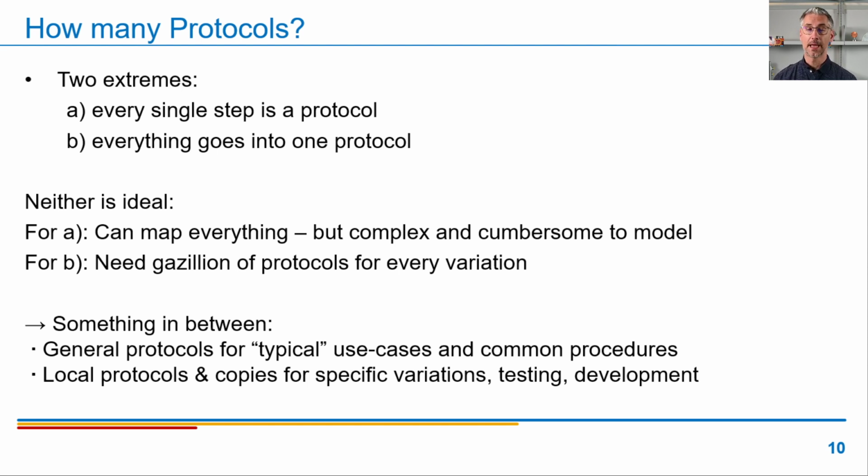For case A, we can map everything, but then we have a lot of protocols and a lot of complexity to have the parent-child relationships correctly and really include all of them. If we have B, then we need a lot of protocols because they're not modular enough, so we need something in between. So when we define the general protocols, we need to look at typical use cases, and this is what we need to explore throughout the SFB or CRC. What makes sense to put in there? What are repeatable blocks of steps that we do all the time and that we want to establish as a standard? And then of course you can have local protocols in your own collection, and what we discuss next, copies for specific variations.